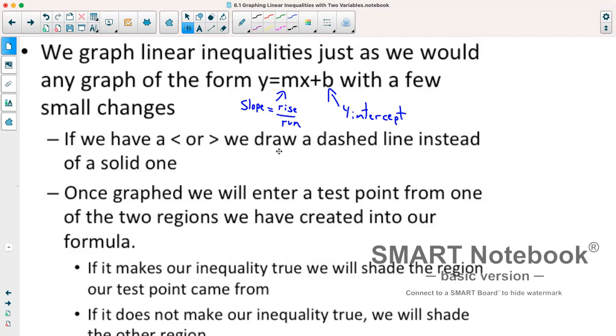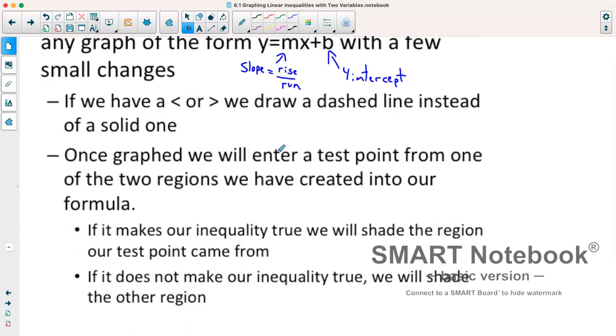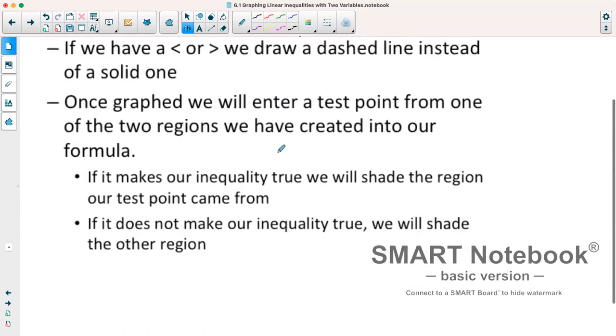Now, once we graph it, we will pick a test point from one of the two regions that our graph is now separated into. We'll take that test point and substitute that x value and that y value into our inequality. If it makes our inequality true, we will shade the region that the test point came from. If it does not make our inequality true, we will shade the opposite side.